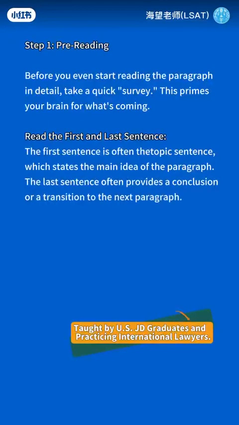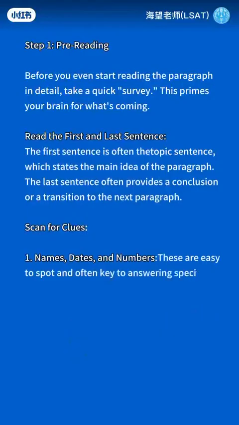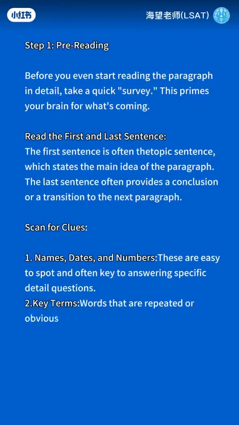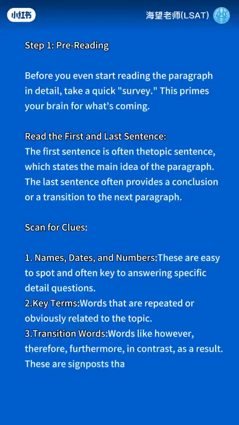Scan for clues. 1. Names, dates, and numbers. These are easy to spot and often key to answering specific detail questions. 2. Key terms. Words that are repeated or obviously related to the topic. 3. Transition words. Words like however, therefore, furthermore, in contrast, as a result. These are signposts that show you the logical flow of the argument.